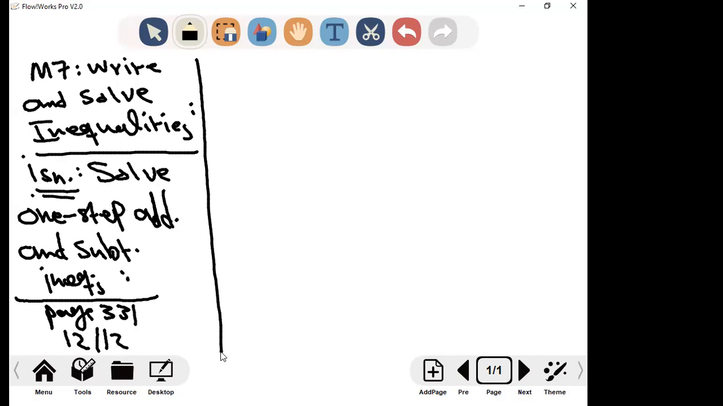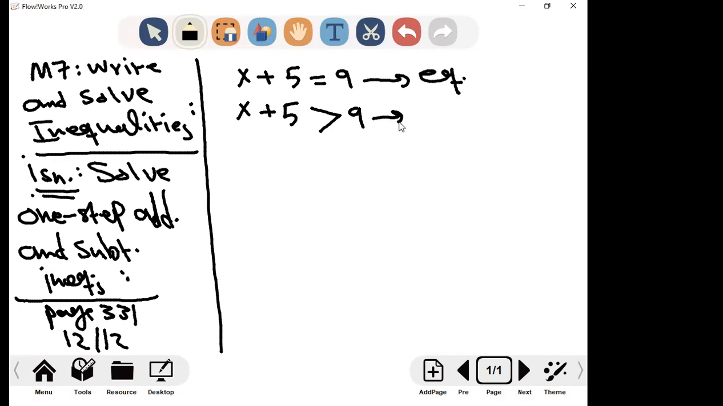Now we took one-step addition and subtraction equations, right? Let's remember, when I say x plus 5 equals 9, we call it an equation. It has an equal sign. When I say x plus 5 more than 9, we call it an inequality. So what's an inequality? An inequality is a mathematical sentence that compares between two quantities. You took comparing between numbers, now you take comparing between two quantities in algebra.